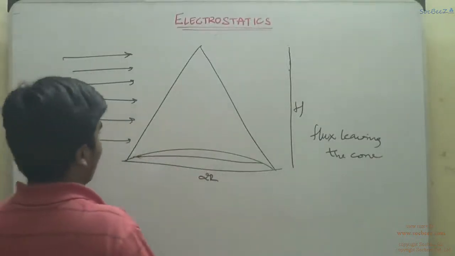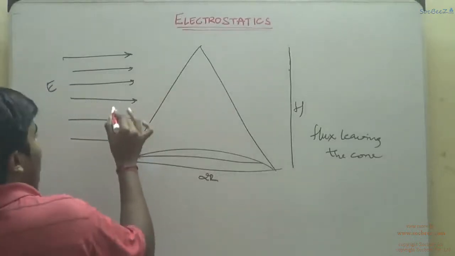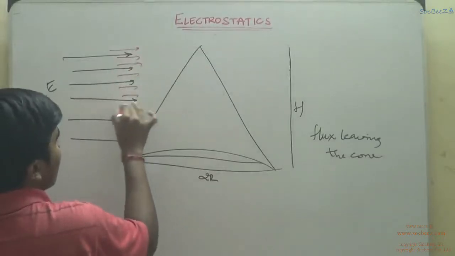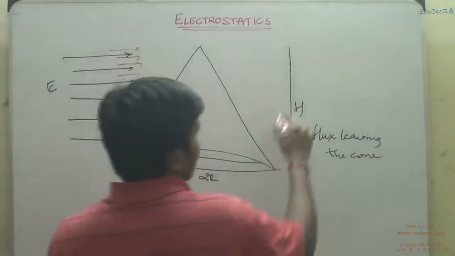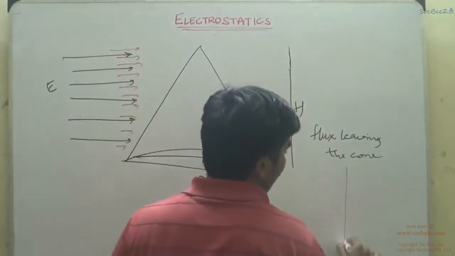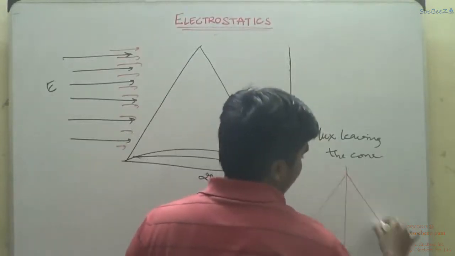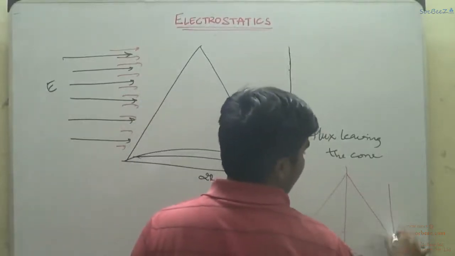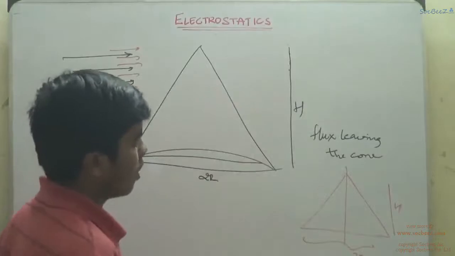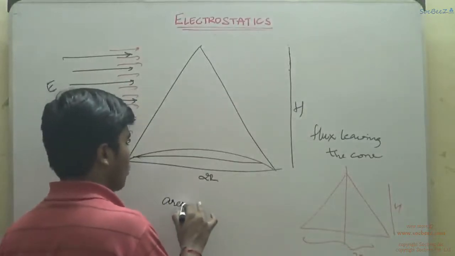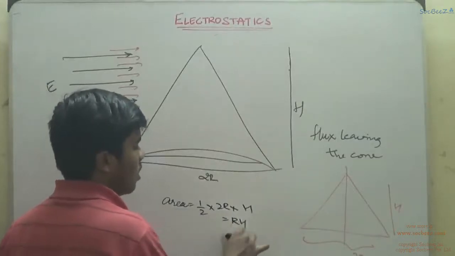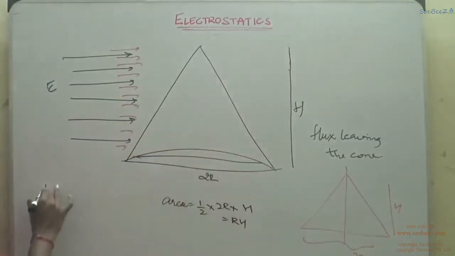Now how do you find the projection? For finding the projection, imagine what will happen if you flash a light from here. On this screen we would get an image of a triangle. And what will be the triangle dimensions? The base would be 2r and the height would be h, right? So what is the area of this triangle? Area of this triangle is equal to half into 2r into h, which is equal to rh. So the flux leaving this surface would be equal to the electric field times the area of projection.